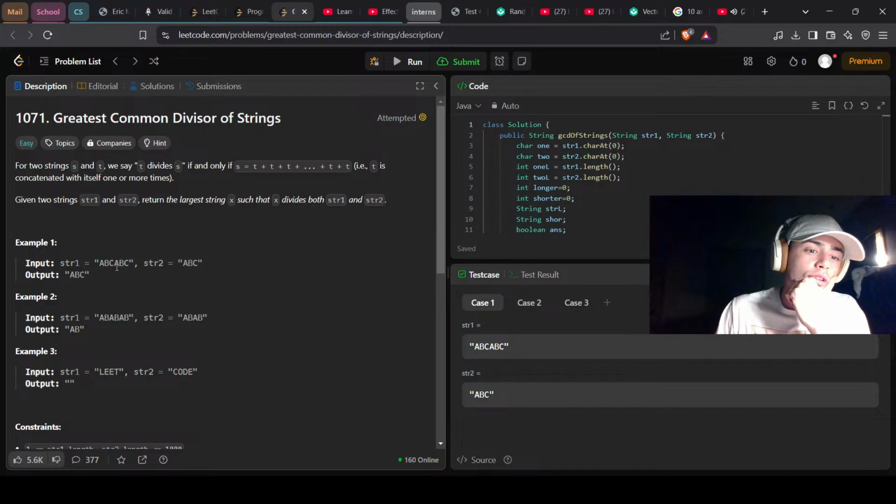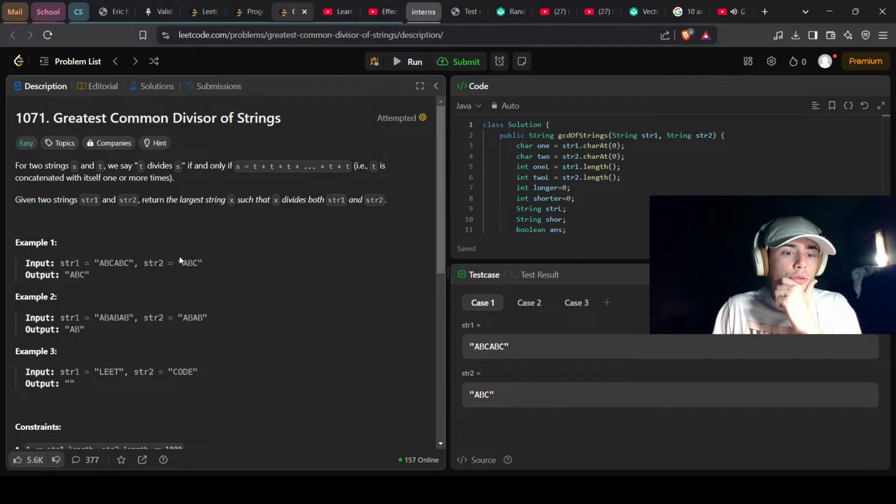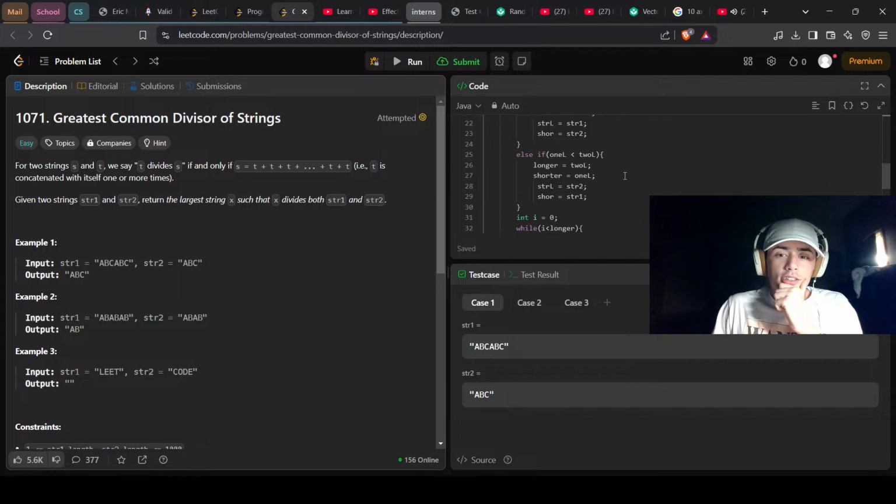So 3, 6. 6 divided by this is 2, and you round it down. Wait, no, this is wrong. Return the largest string such that x divides into both of them. Oh, both of them. Oh, I could do some really weird logic here.